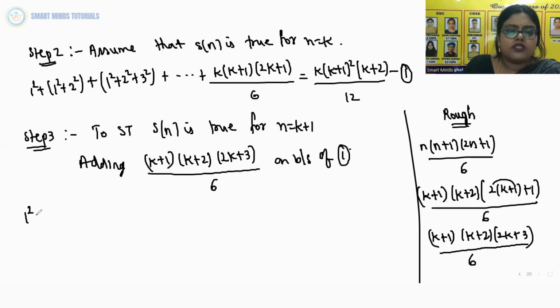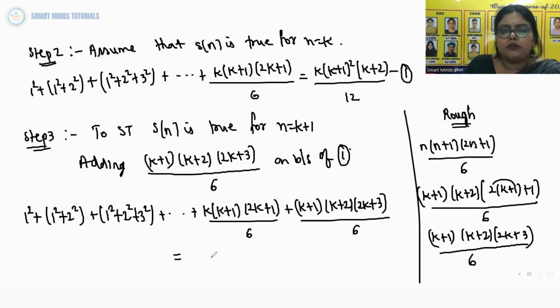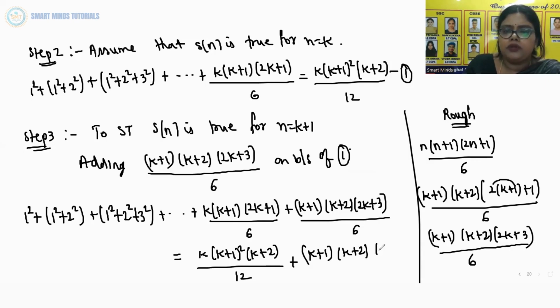So we get 1 square plus 1 square plus 2 square plus 1 square plus 2 square plus 3 square plus so on up to k into k plus 1 into 2k plus 1 by 6 plus k plus 1 into k plus 2 into 2k plus 3 by 6 is equal to k into k plus 1 whole square into k plus 2 by 12 plus k plus 1 into k plus 2 into 2k plus 3 by 6.